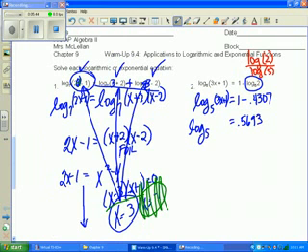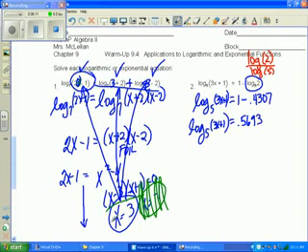Okay. This is another common place that we tend to get stuck. You have a single log. How do you handle just a single log and get rid of it? Correct. Put it back into exponential form. Rearrange it in exponential form.